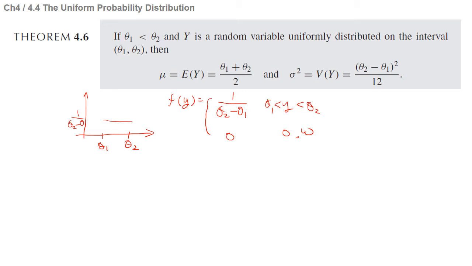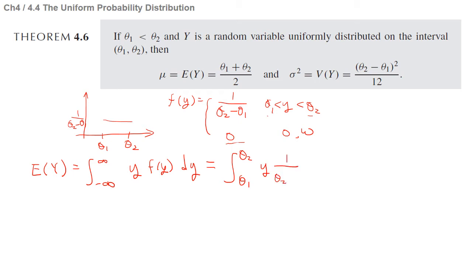So to calculate E[Y], you can use the definition: the integral from minus infinity to infinity of y f(y) dy. Actually this is zero outside of this interval, so this is the integral from theta 1 to theta 2 of y times 1 over theta 2 minus theta 1 dy. And this is 1 over 2 y square times 1 over theta 2 minus theta 1, and we put in theta 1 and theta 2.